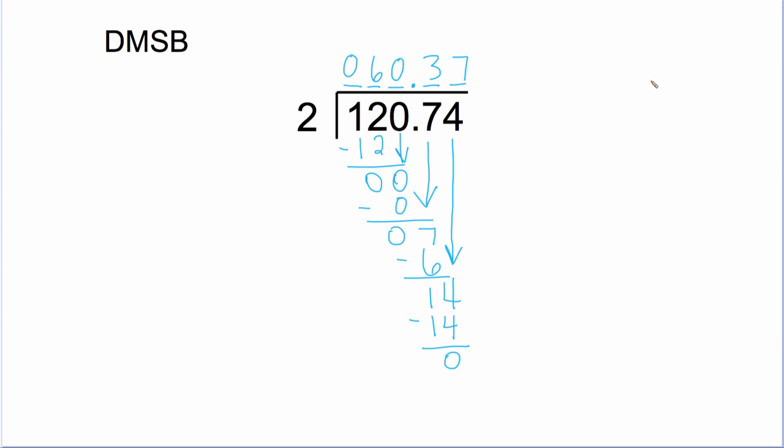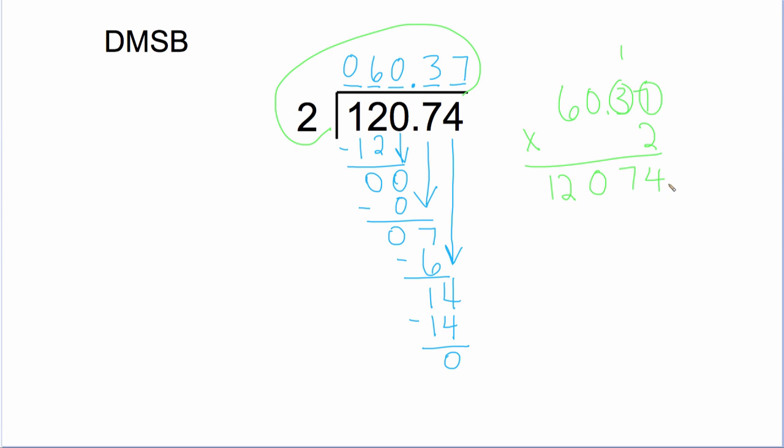Let's go ahead and check to make sure we're right. 60 and 37/100ths times 2. 2 times 7 is 14, carry the 1. 2 times 3 is 6, plus 1 is 7. 2 times 0 is 0, and 2 times 6 is 12. We've got 2 digits behind the decimal, and we move it in 2 times. And our dividend matches perfectly.